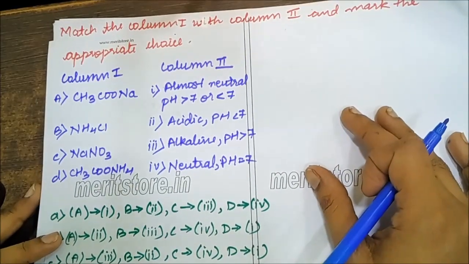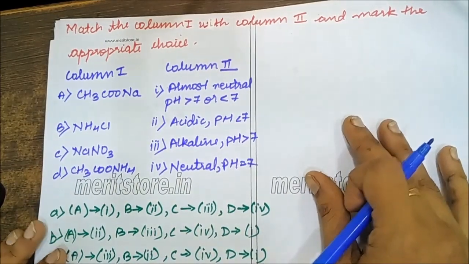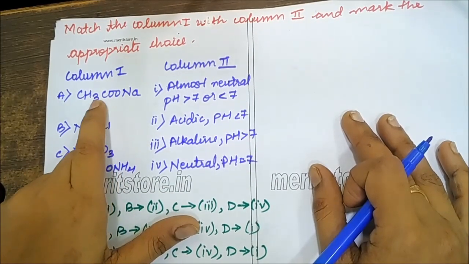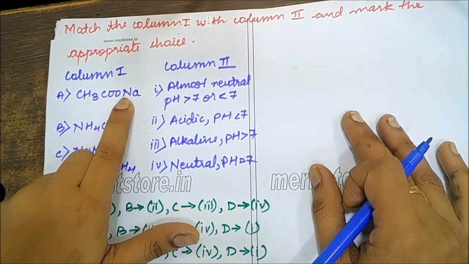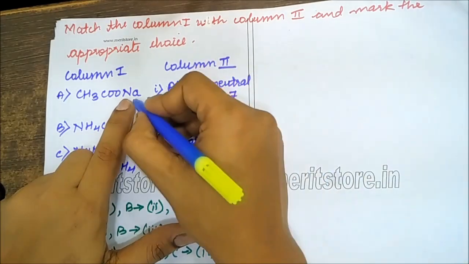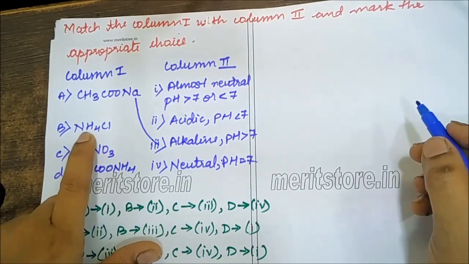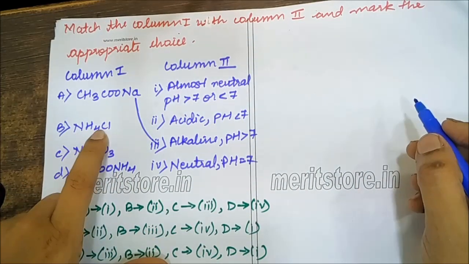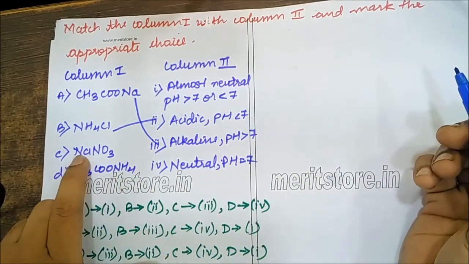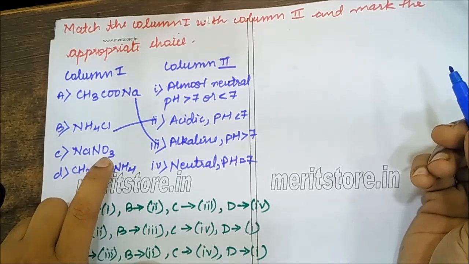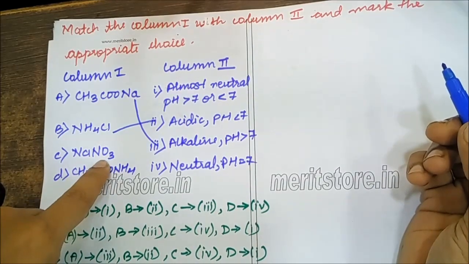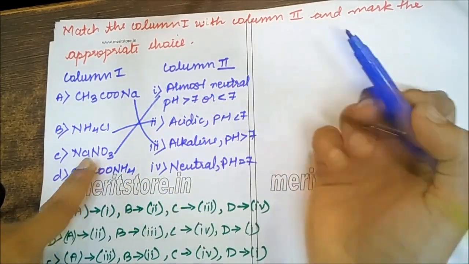Let's see this question. It says, match column 1 with column 2 and mark the appropriate choices. Now this is sodium acetate, so it's a salt of a weak acid and a strong base. So how is the solution going to be? The solution is going to be basic, so pH is going to be greater than 7. Ammonium chloride is a salt of a weak base and a strong acid. That means the solution is going to be acidic. NaNO3 again is a salt of a strong acid and a strong base, so the pH would be neutral.